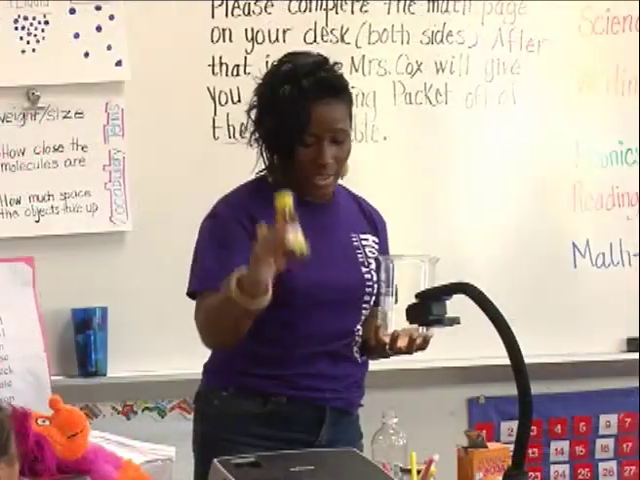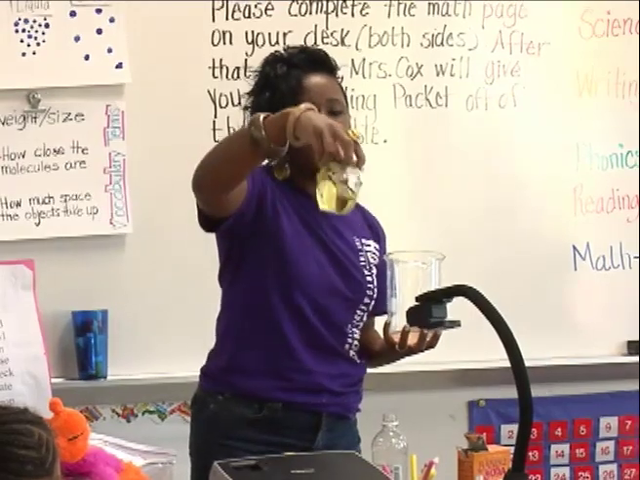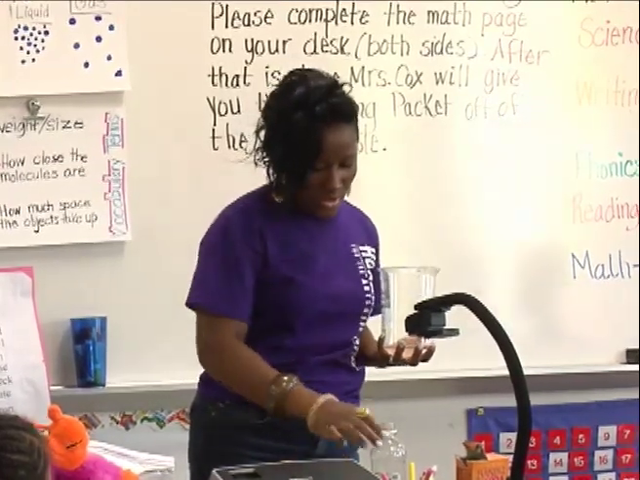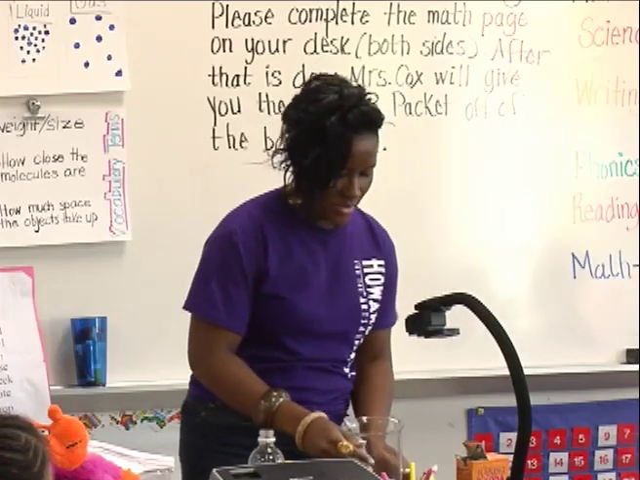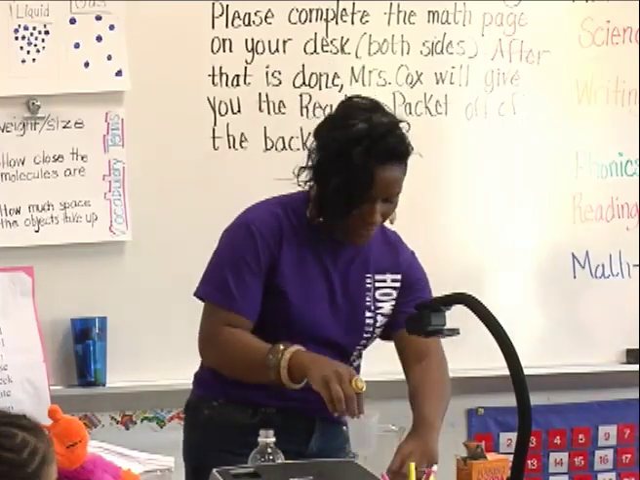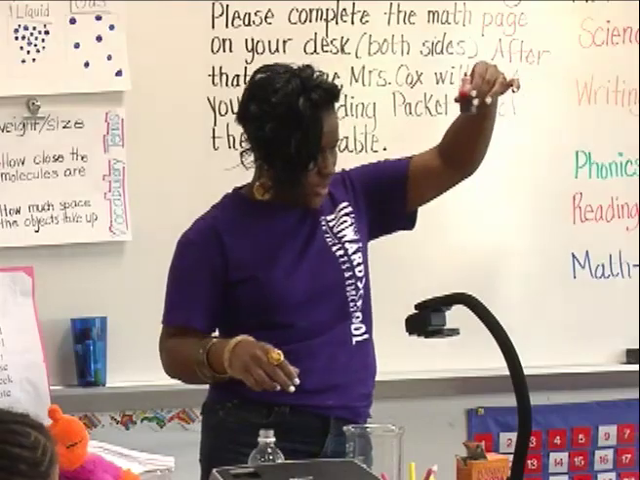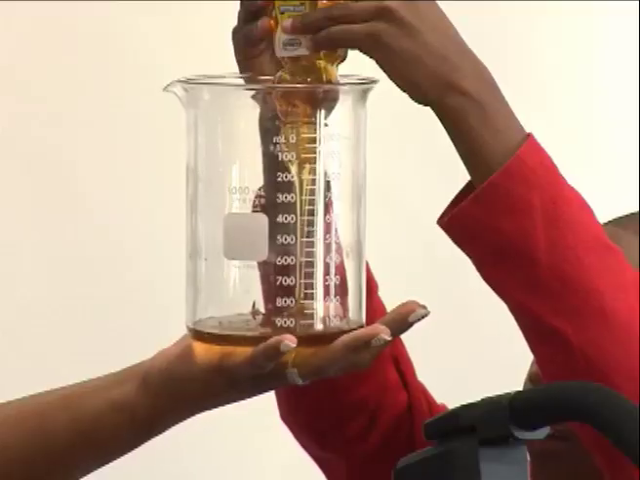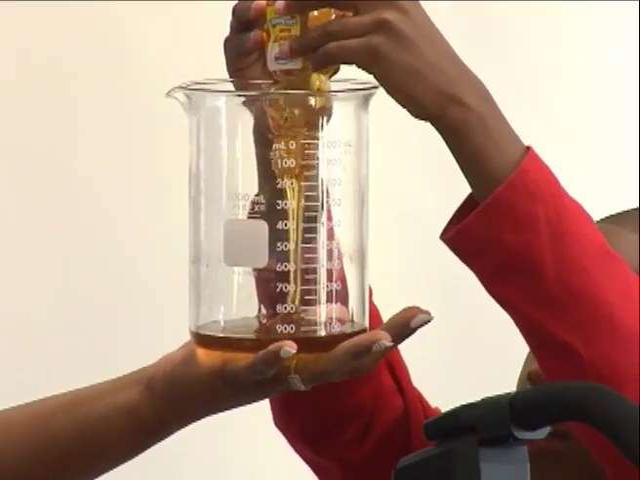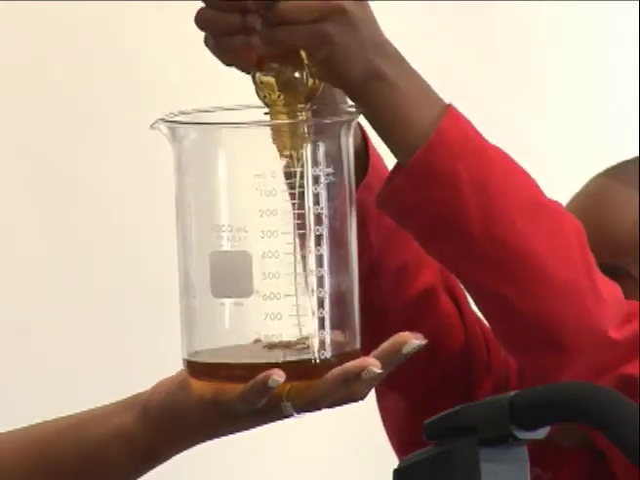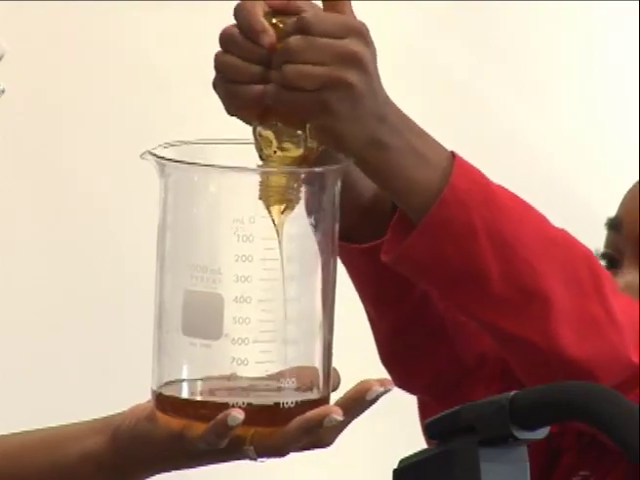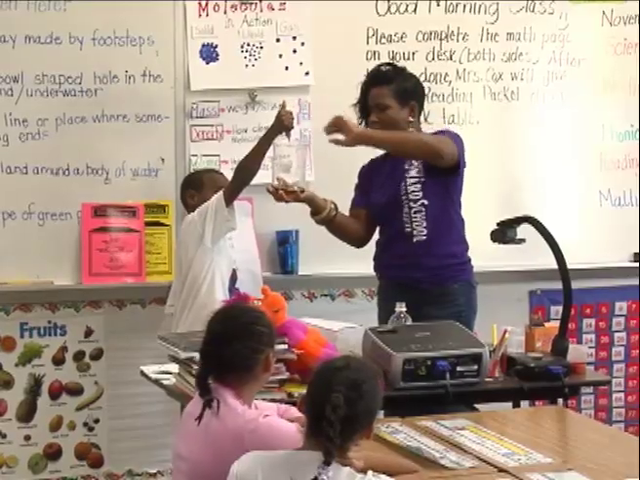All right, honey. This is cooking oil in here. Vinegar. Water, Mrs. Cox. Food color. Actually, would this be a solid? Remember what a liquid is. A liquid can form fast or slow. It's a liquid.